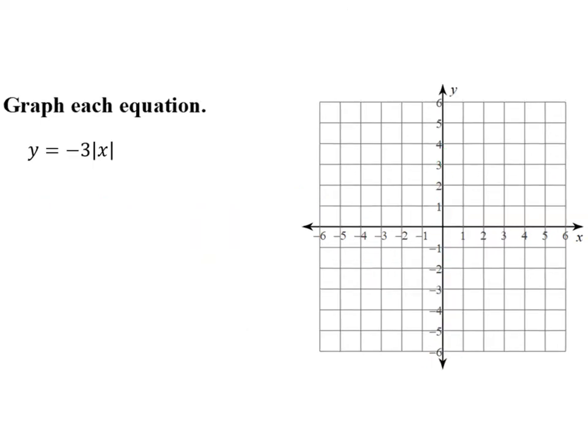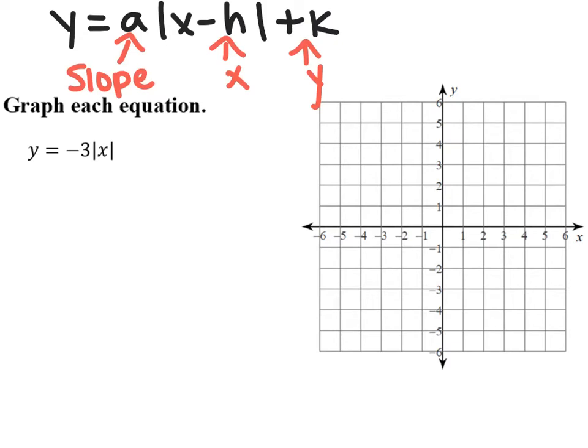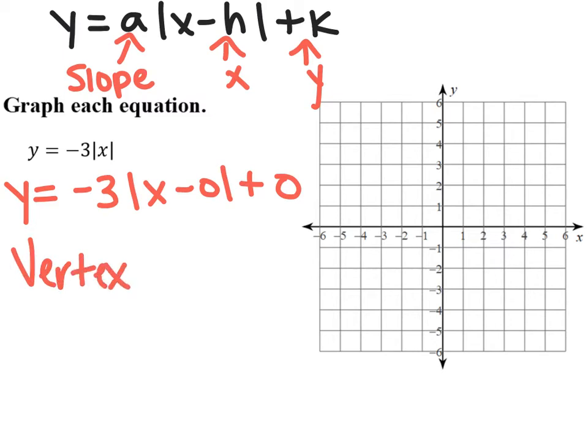Pause the video and try the next one on your own. First, you're going to rewrite the equation in the standard form. So it becomes y equals -3 absolute value of x. There's nothing else inside the absolute value sign, so it becomes minus 0, plus, and there's nothing else outside, so it becomes plus 0. Now the vertex is the opposite of the h value, so it's 0, comma, the k value, which is 0. So I can plot the vertex and draw in the axis of symmetry.